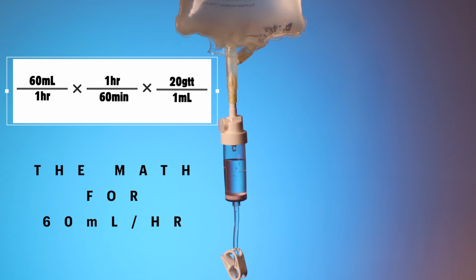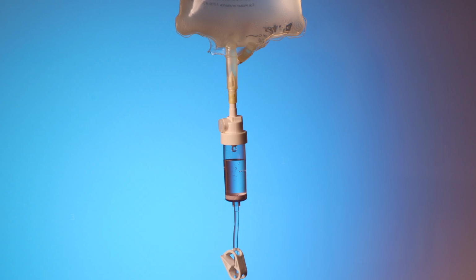We will start with what we know, our desired infusion rate of 60 mLs per hour times 1 hour over 60 minutes, then multiply that times our drips per mL rating, which is 20 GTTs per mL. The result is 20 GTTs per minute, or as demonstrated here, 10 GTTs in 30 seconds. Take your time, utilize the dial or slide clamp to achieve the following drip rate.